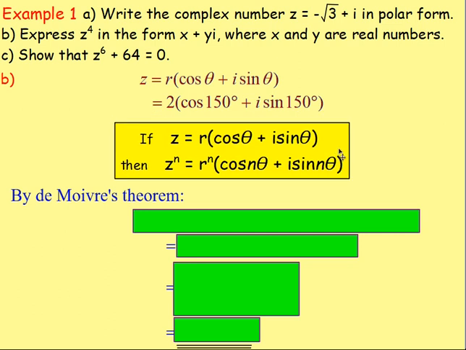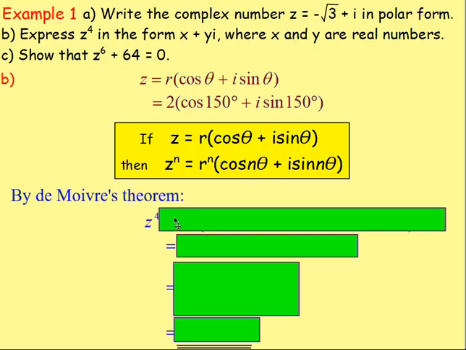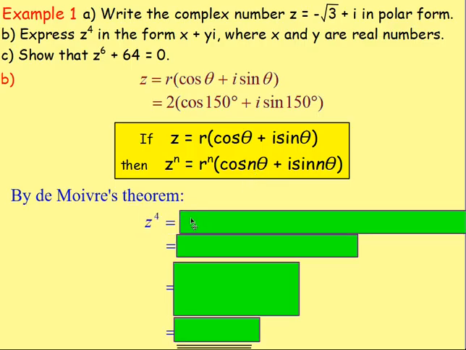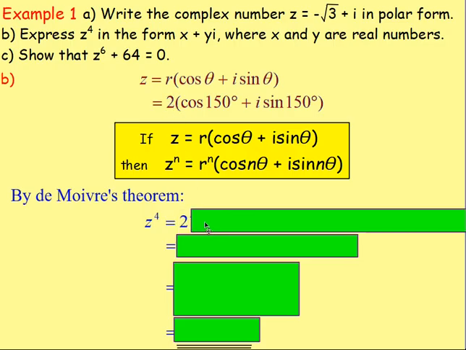And what de Moivre's theorem states is that if you have z to the power of n, all you do is you do the modulus r to the power of whatever n is, and you multiply the argument by that n. So here we're wanting z to the power of 4, which means that if the modulus is 2, we're going to have 2 to the power of 4.